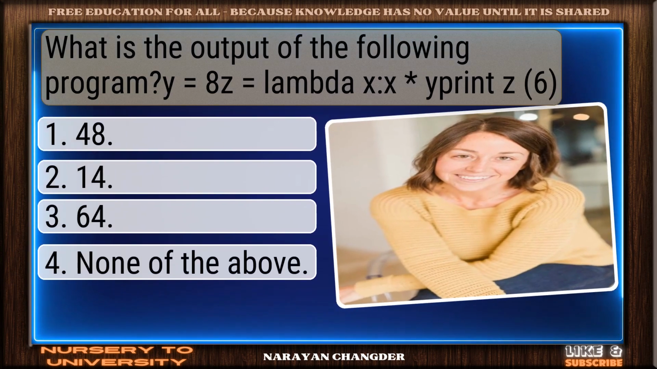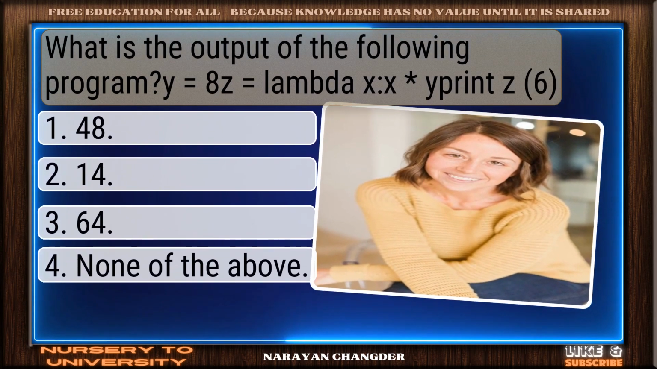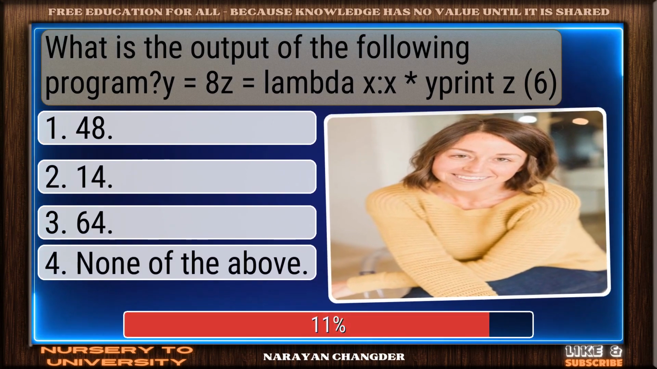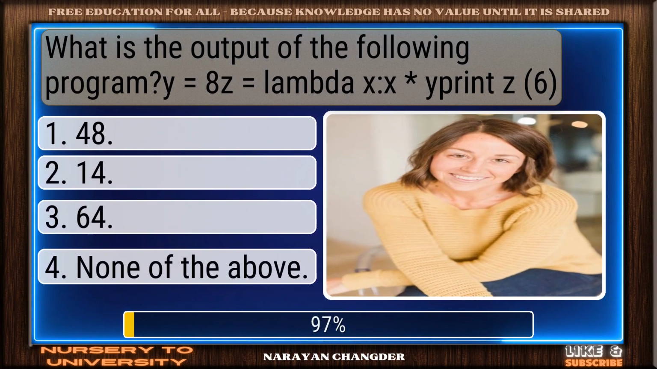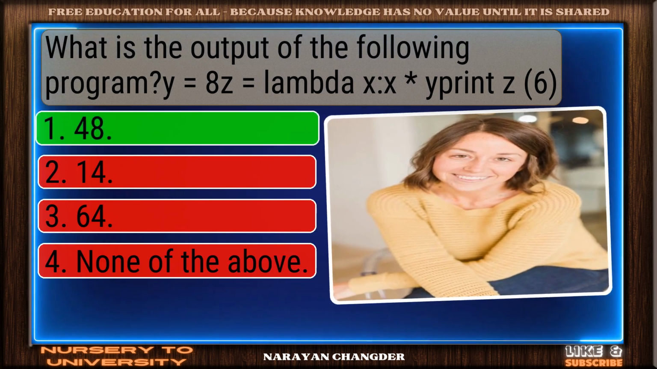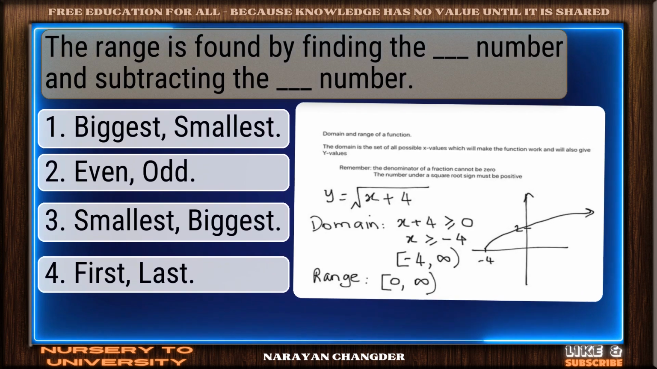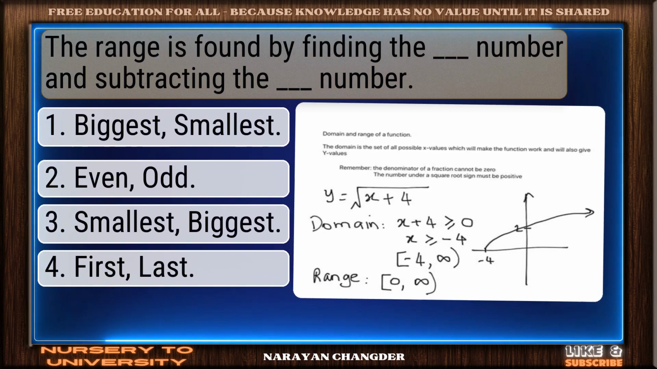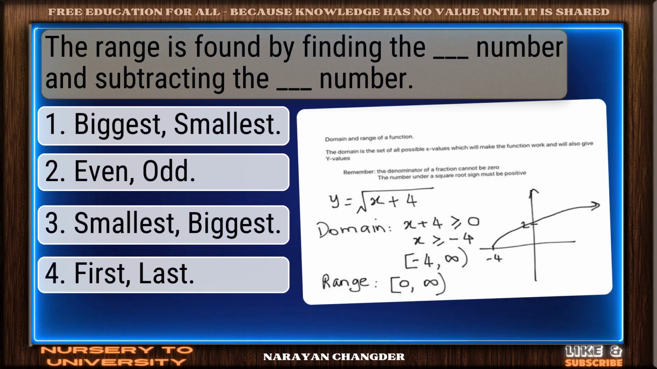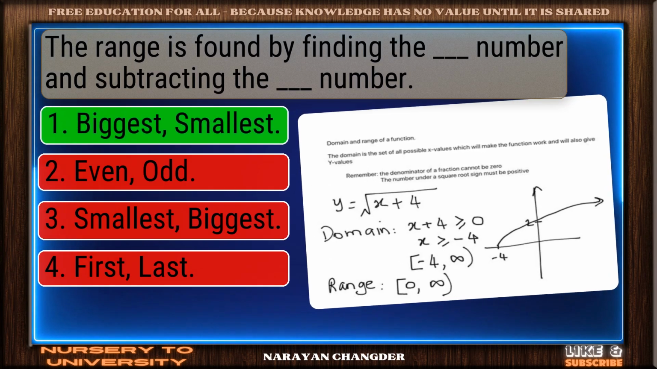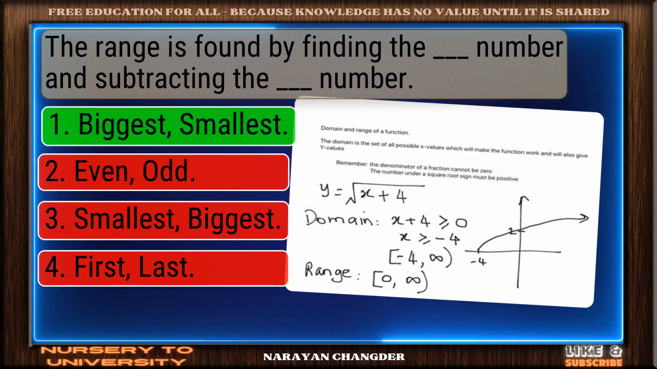Question number 50. What is the output of the following program? y = a = lambda x: a print(y). Exactly. 48 makes sense and it is the right choice. Question number 51. The range is found by finding the dash number and subtracting the dash number. Perfect. Biggest, smallest is the correct choice.